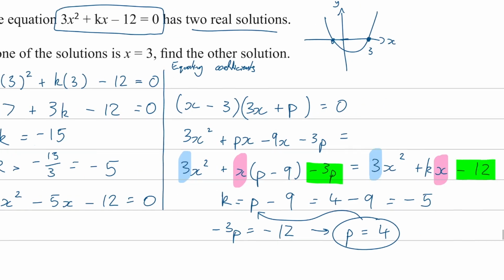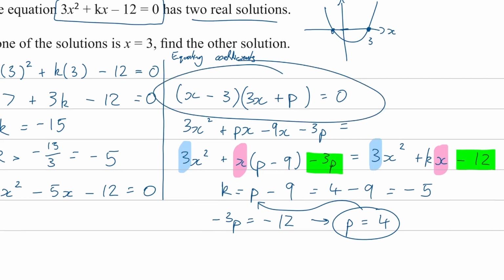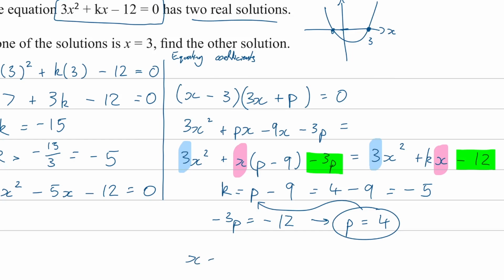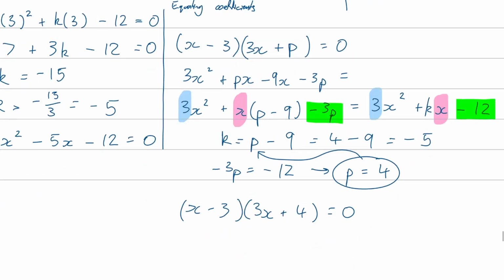All right, but we don't even need to find k here, because looking back at our factorized form, we found the other bracket as 3x plus p, and now we can solve for x, right? So x equals 3 is one solution, and 3x plus 4 equals 0, 3x equals minus 4, x equals minus 4 on 3 is the other solution.